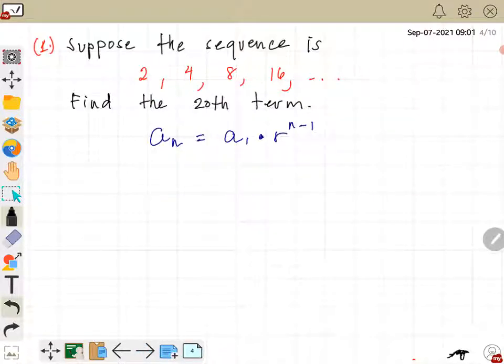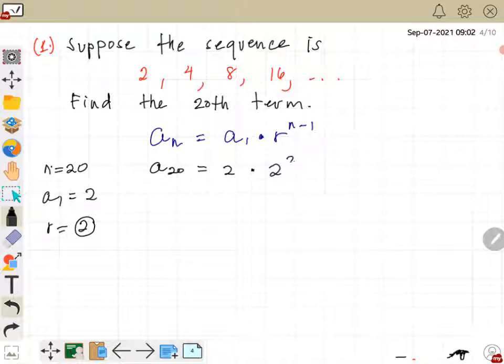So let's get to some examples. Suppose the sequence is 2, 4, 8, 16. Let's try to find the 20th term. If we continue the sequence, what would be the 20th term? Let's find first our n, because we are looking for a sub n. Our n is simply 20, so we are looking for a sub 20, or the 20th term. Our a sub 1 is 2, times our r, which is simply 2, since 4, 8, 16 all have the ratio 2.